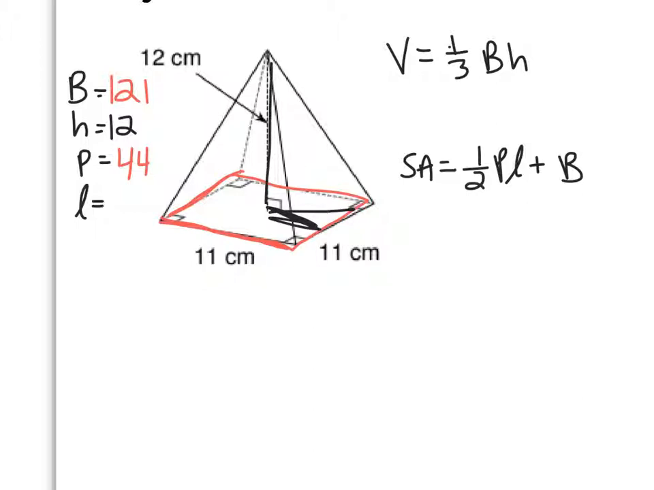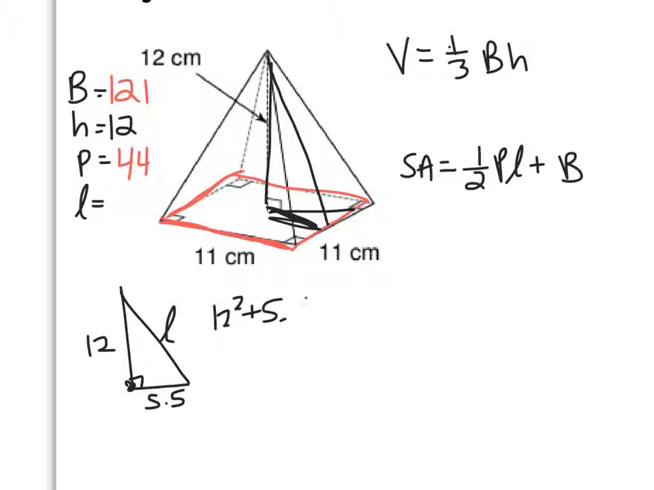you know I'm really good at my drawings right here. I'm going to draw a right triangle. I know my height is 12. I'm solving for my slant height. And this is a square, so the apothem ends at the center, which is going to be just half of a side. So half of 11 would be 5.5. It's a right triangle, so I can do some Pythagorean Theorem. 12 squared plus 5.5 squared equals L squared. So L, my slant height, is about 13.2.